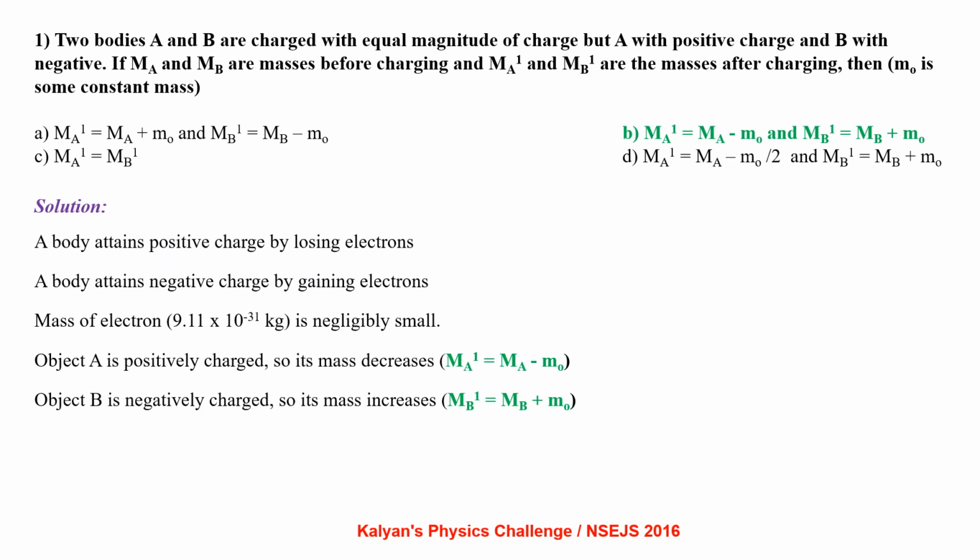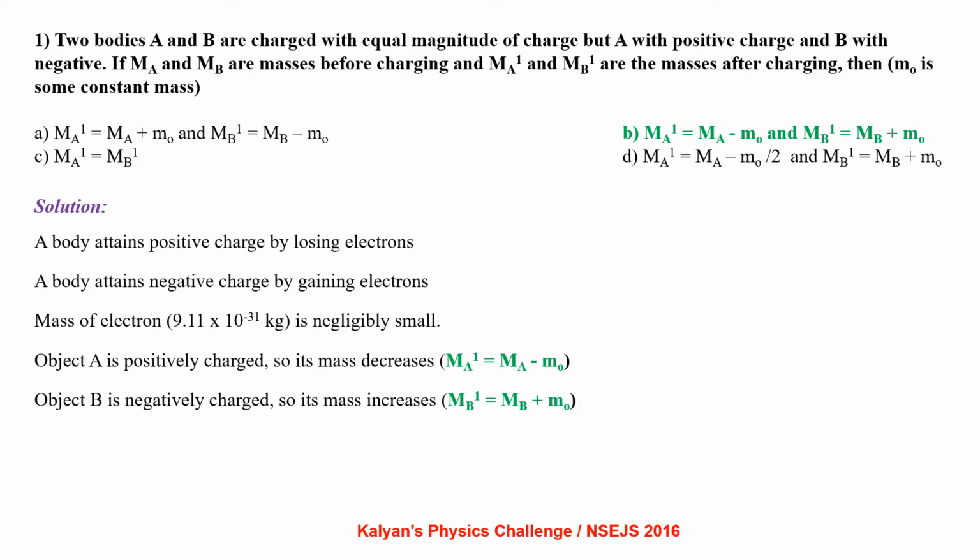Two bodies A and B are charged with equal magnitude of charge, but A with positive charge and B with negative. If MA and MB are masses before charging and MA dash and MB dash are masses after charging, then a body attains positive charge by losing electrons and a body attains negative charge by gaining electrons. Mass of the electron is 9.11 into 10 power minus 31 kg, which is negligibly small.